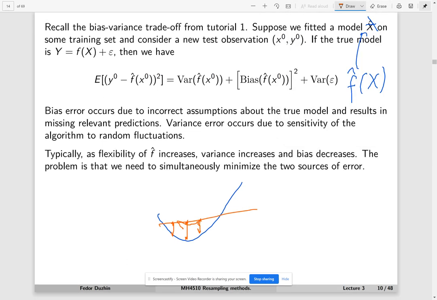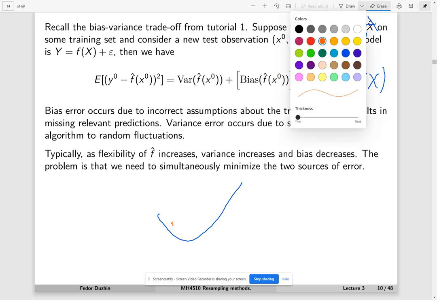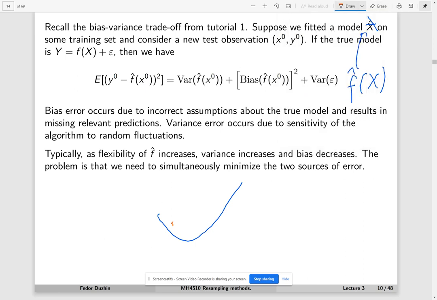But if our algorithm is more flexible, say a quadratic function, then we're going to come up with a parabola that resembles this shape, and the parabola could be much closer to this shape. It's something like this. Which of course reduces the bias, because the bias is basically the distance between the true model and the fitted model.